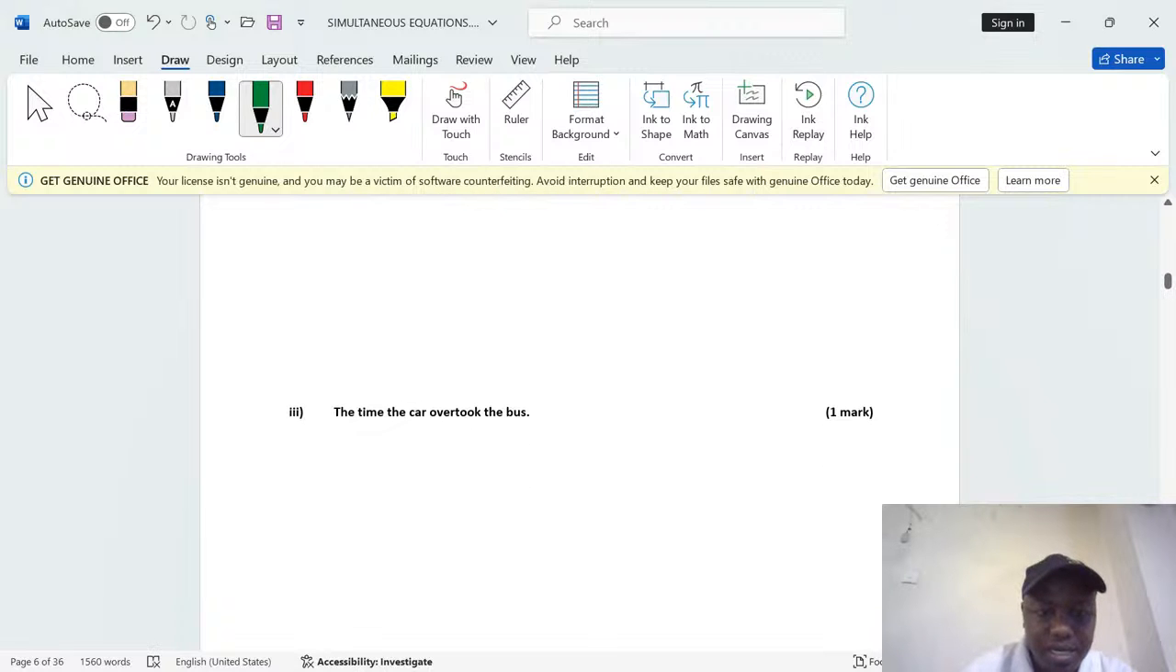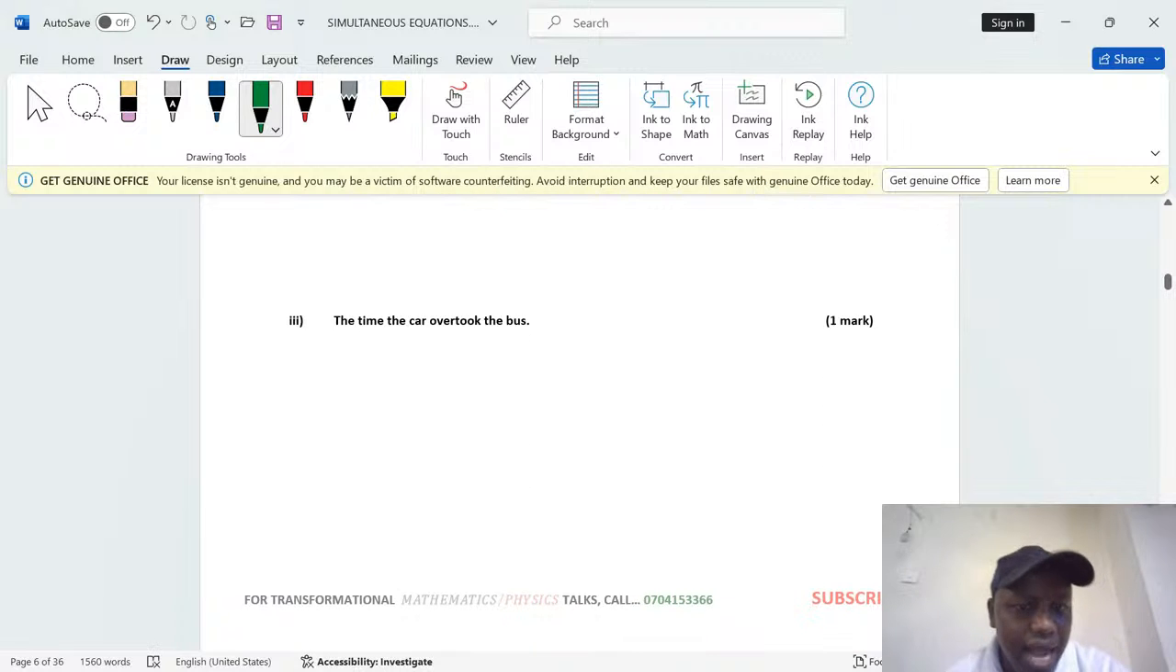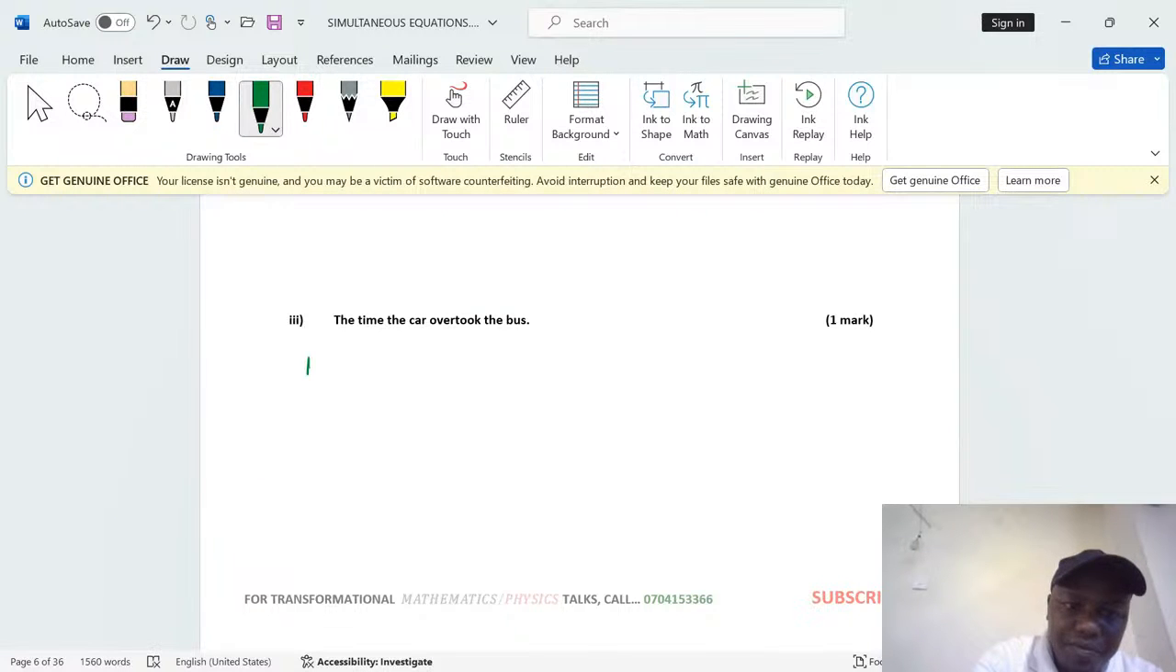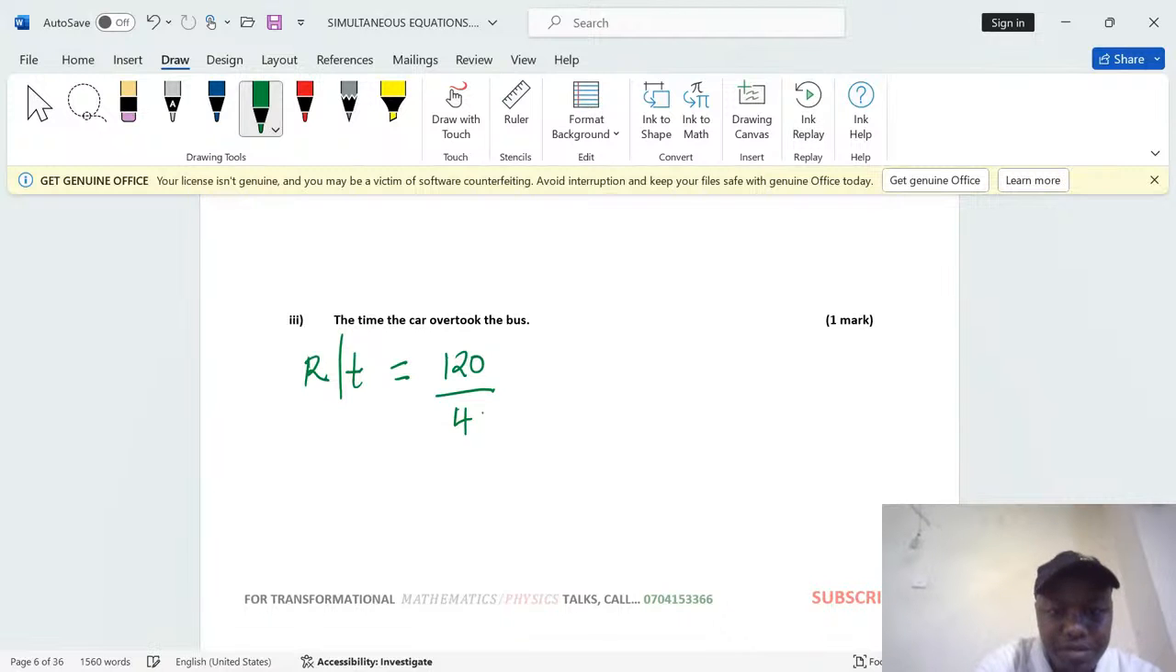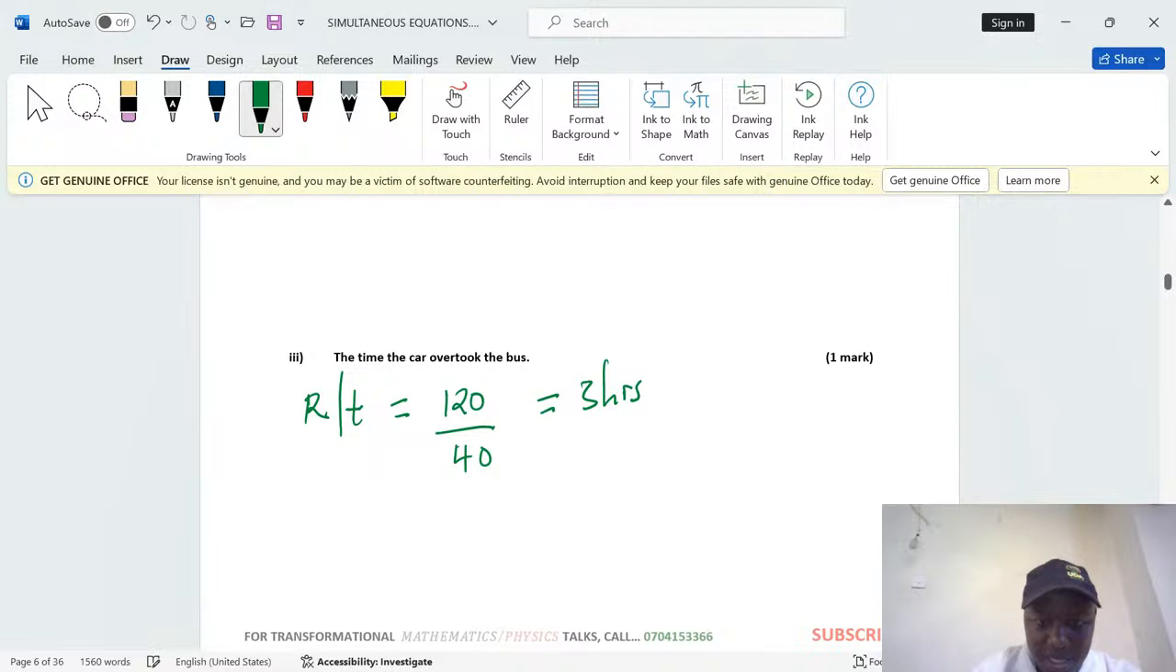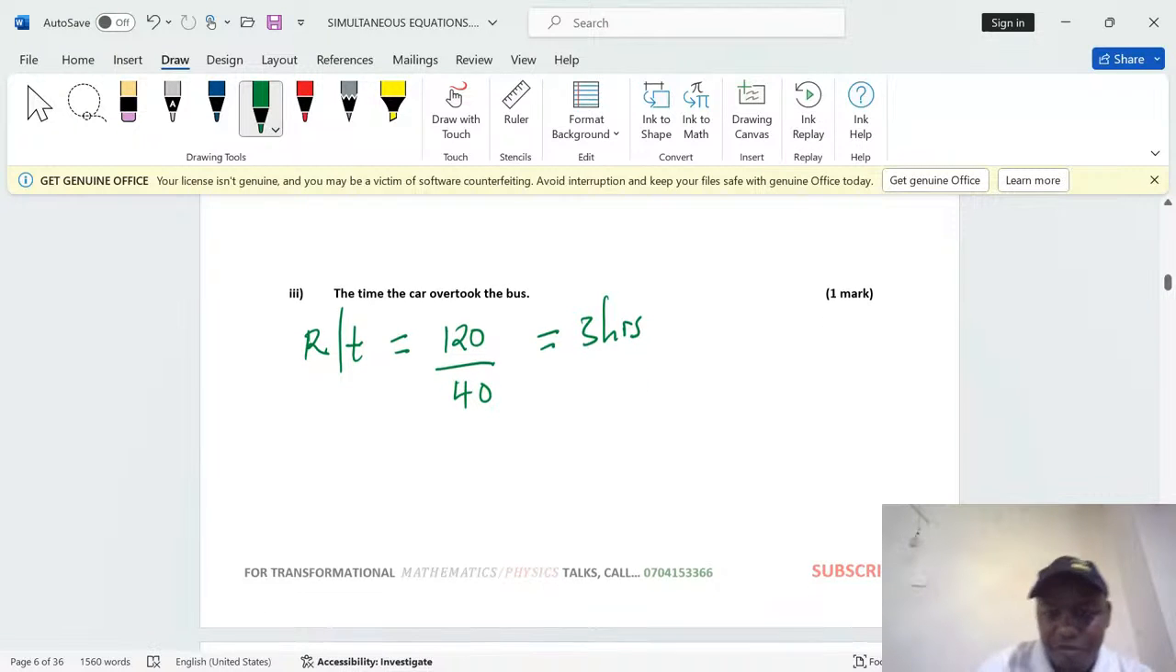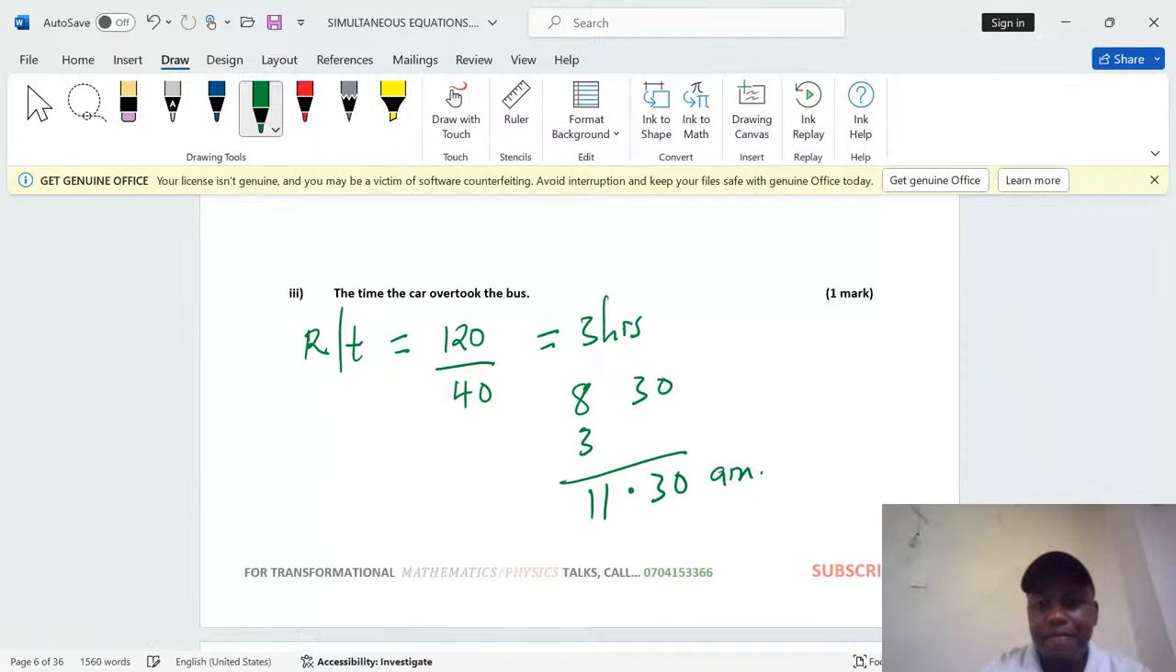There is also the issue of the time the car overtook. So the time the car is going to overtake the bus, first of all, we need to get the time taken, relative time. The time taken to cover relative distance of 120 at a relative speed of 40. This is going to be exactly 3 hours later. This is when they will catch up. But now, the car is taking 3 hours from when it started moving. That was 8:30. So plus 3 hours, we are getting 11:30 a.m. the same day. So this is the time when the car overtook the bus.